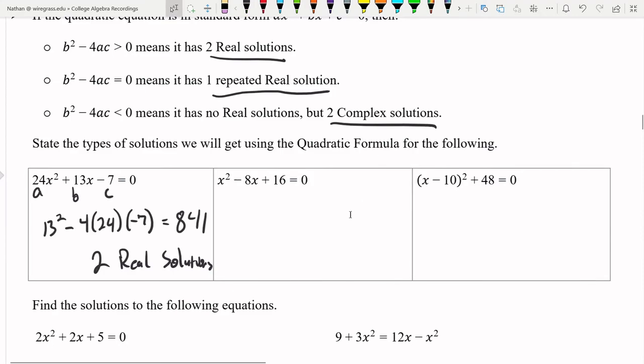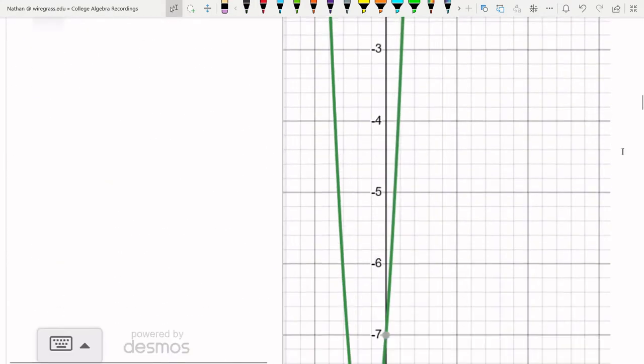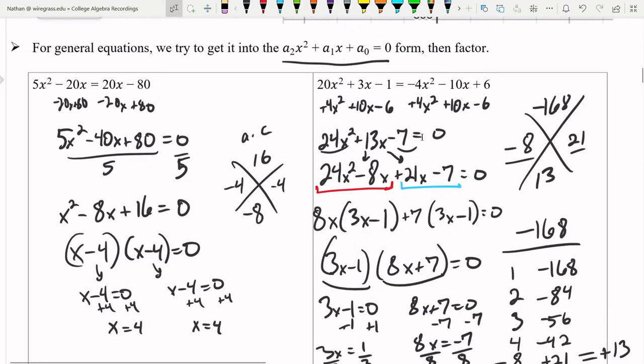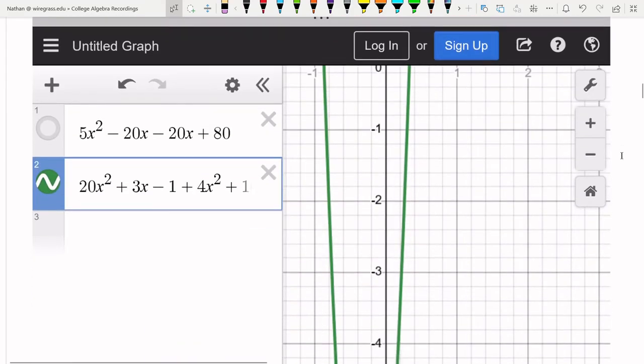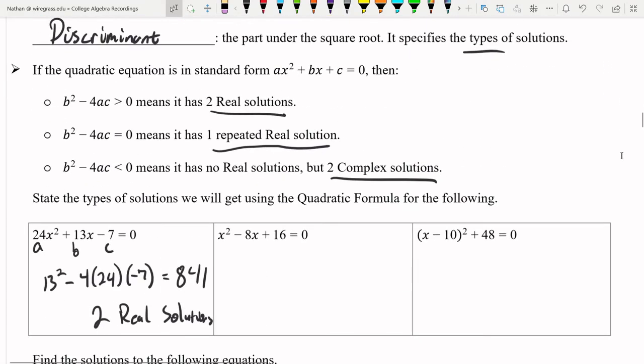And we can check that. This was the case right here, right? And we solved for two real solutions, x equal to 1/3 and x equal to -7/8. So the discriminant just tells us that we can expect two real solutions. It's pretty easy to find as well, so that's why it's a handy tool to know what you're looking for.